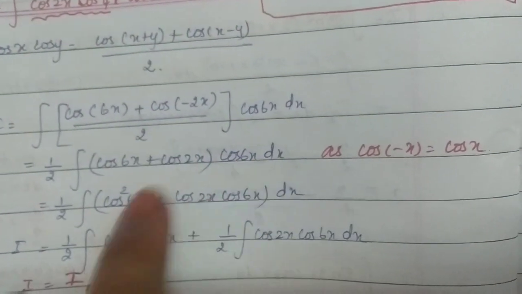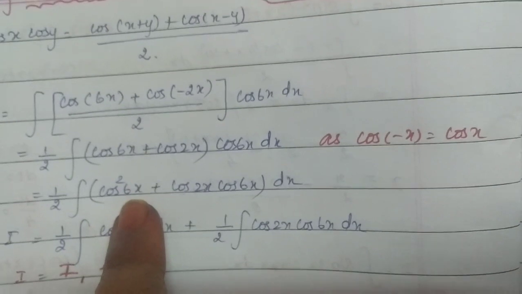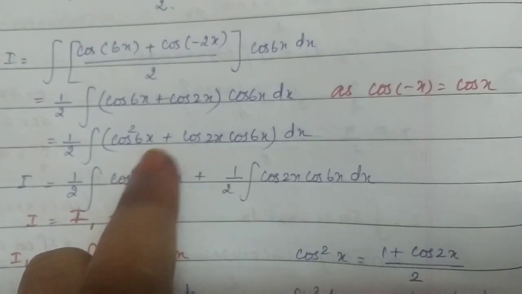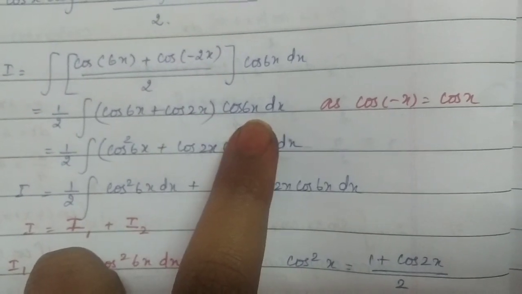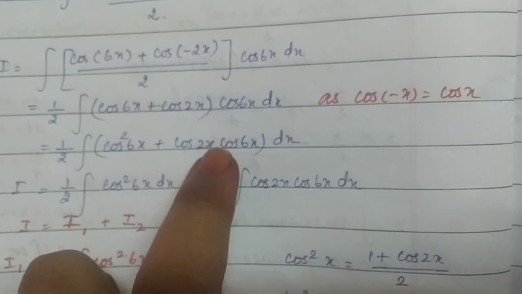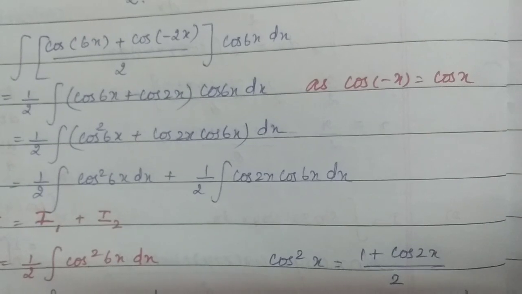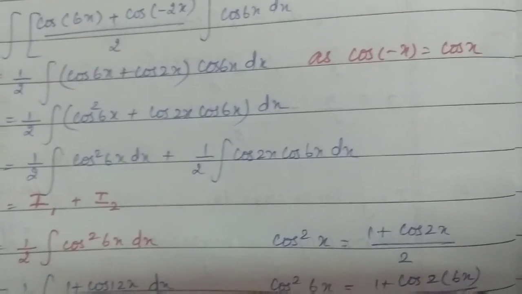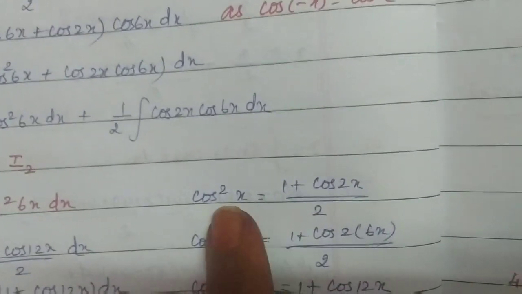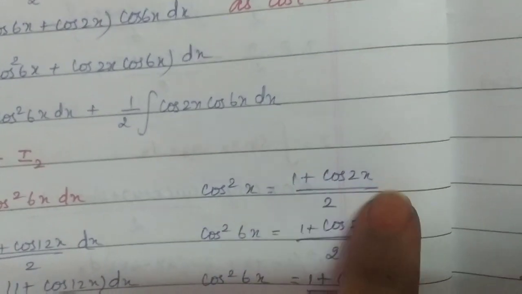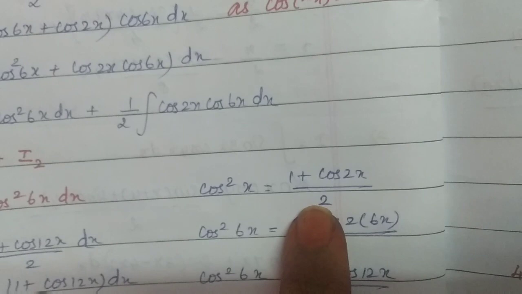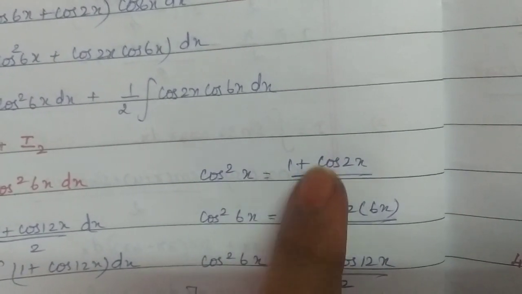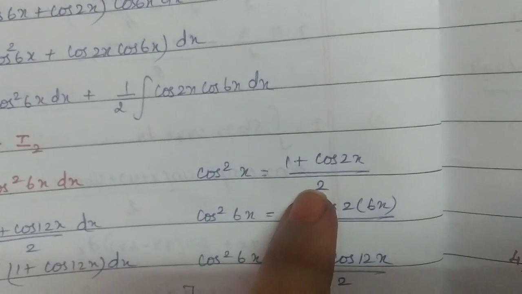Cos 6x into cos 6x is nothing but cos squared 6x, or cos 6x the whole square. That can be written as cos squared 6x. Then cos 2x into cos 6x. As I told already, if you have cos squared x or sin squared x, you need to apply the cos 2x formula. Now what is the cos 2x formula? Cos squared x is nothing but 1 plus cos 2x by 2. From that you have found here. Cos 2x is nothing but 2 cos squared x minus 1. From that we have derived this formula of cos squared x.